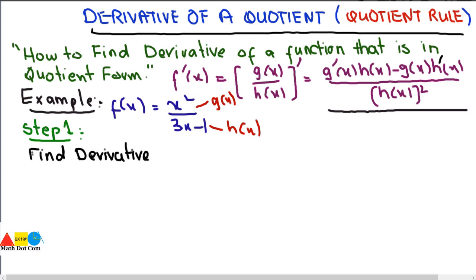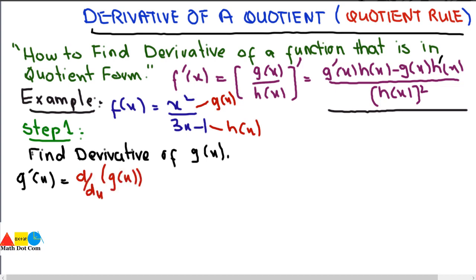So find the derivative of g of x. g dash of x is equal to d by dx of g of x. And what is g of x? g of x is the numerator of the given function, that is x square. So we have to find the derivative of x square. According to the power rule, the derivative of x square is 2x. You have to move the power to the side and subtract 1 from the power. So subtracting 1 from the power, 2 minus 1 is 1, so it will become 2x.